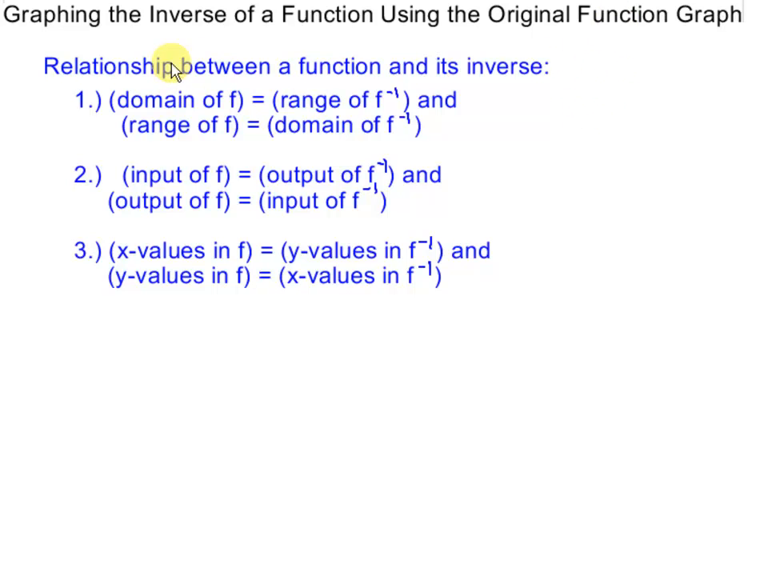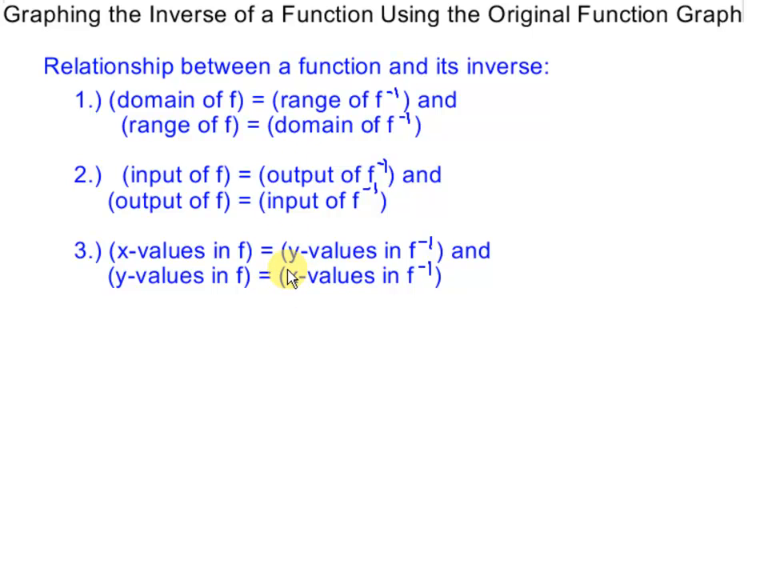So in general, the relationship between a function and its inverse, say f and f inverse: the domain of one equals the range of the other and vice versa. Well, the elements of the domain are the inputs and the elements of the range are the outputs, so that means the input of one equals the output of the other and vice versa. And finally, inputs are x values and outputs are y values, so the x values of one are the y values of the other and vice versa. So this third statement is really important, but all three of these mean exactly the same thing. It's just different ways of saying the same thing. So we'll use this to graph a function.